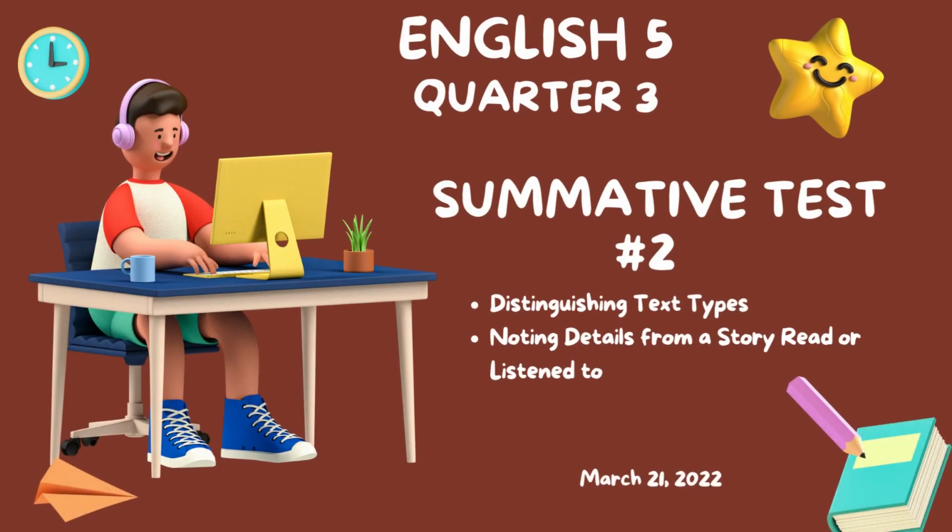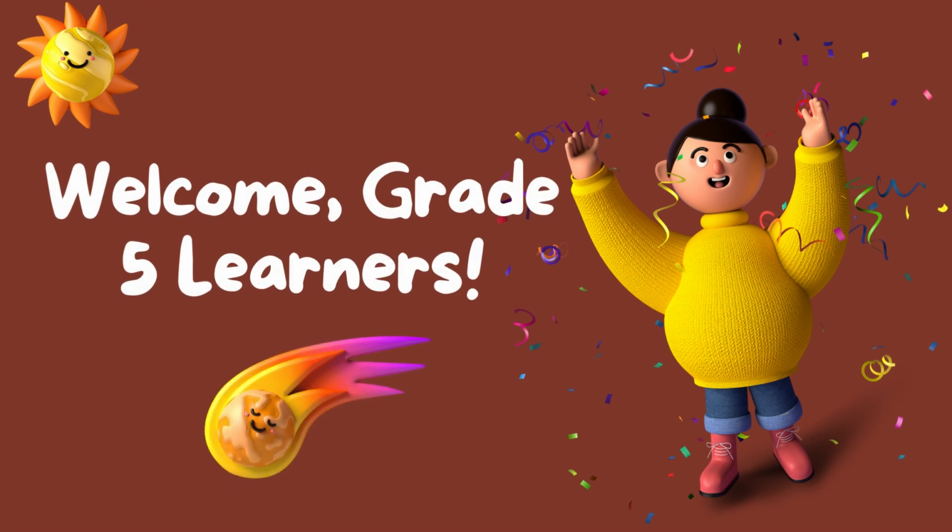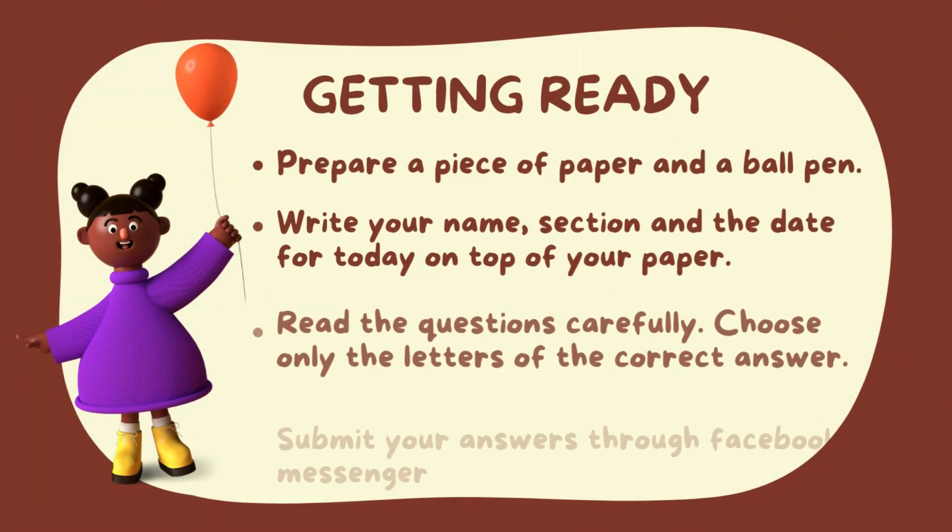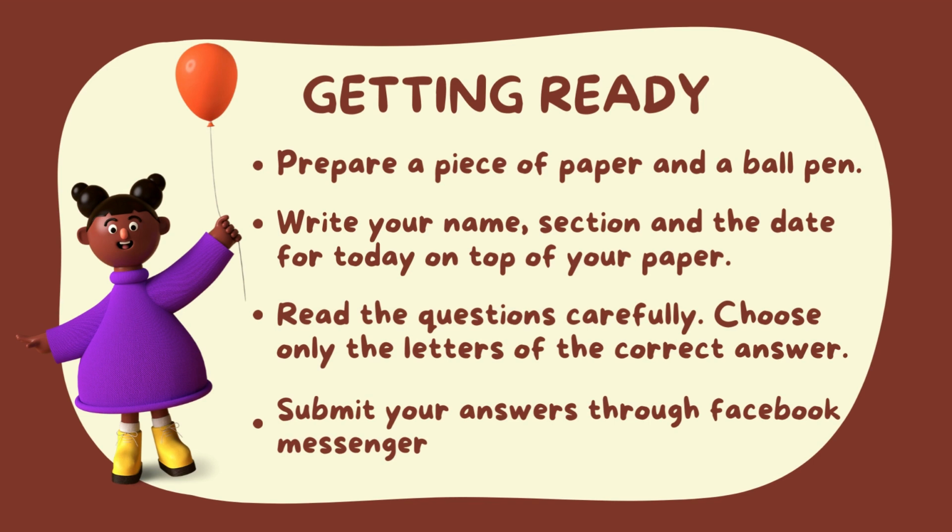Today we're going to have our summative test number 2 with the topics distinguishing text types, noting details from a story read or listened to. So let's get ready. Prepare a piece of paper and a ball pen. Write your name, section, and the date for today on top of your paper. Read the questions carefully. Choose only the letter of the correct answer. Submit your answers through Facebook Messenger.